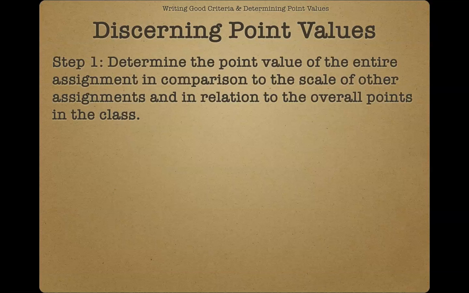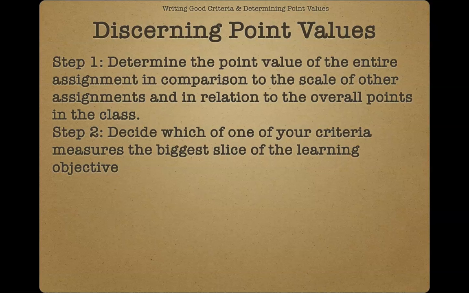And so step one is to determine the point value for the entire assignment. The way that most of us do that is we look at how many points we have maybe for our entire class, and then based on what other assignments' point values are within that overall point scale, we determine how much this one should be worth compared to those others and in relation to the total point value. And so we just need to determine how much this assignment is worth in the first place so that we can then decide on how many points we're going to break up into each of the areas of our rubric.